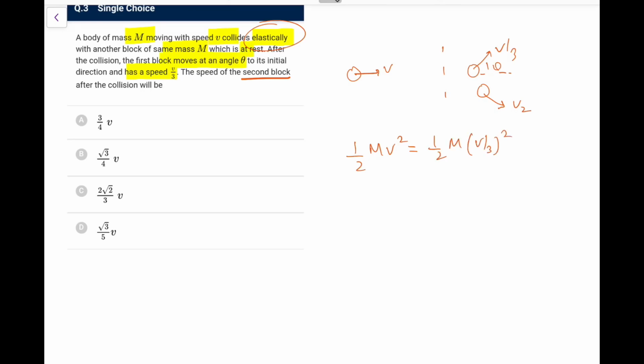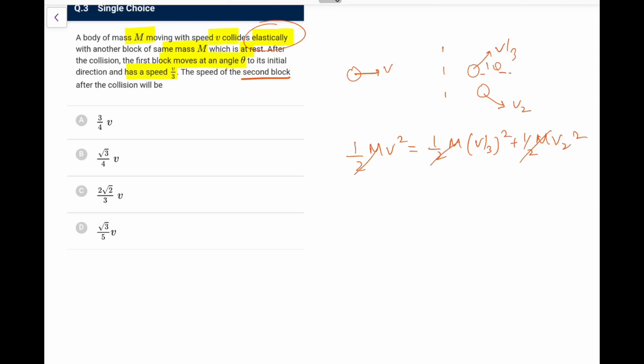Third, a block of mass m goes with speed v, collides elastically with another block of the same mass m which was at rest. After collision, the first goes at an angle theta to the initial direction with speed v by 3. The speed of the second block is? So this was going with velocity v, the initial one was at rest. After collision, it goes with v by 3 at an angle theta, and the other goes with, let's say, v2. Because it is elastic, initially only one block had kinetic energy. Finally, half m, this speed becomes v by 3, and let's say that speed is v2.